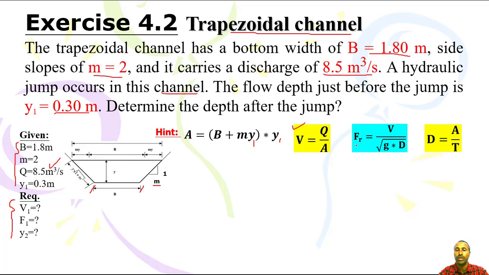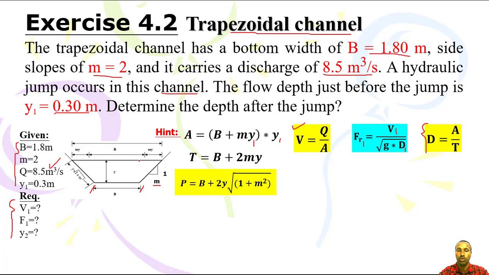Then the Froude number, you can find F1. This is F1. You can compute V1 over square root of G times D. This D is hydraulic depth. So hydraulic depth for any channel is area divided by top dimension. So how do you compute? The top dimension for a trapezoidal channel is B plus 2 M Y. Because you have this one, you can just divide.